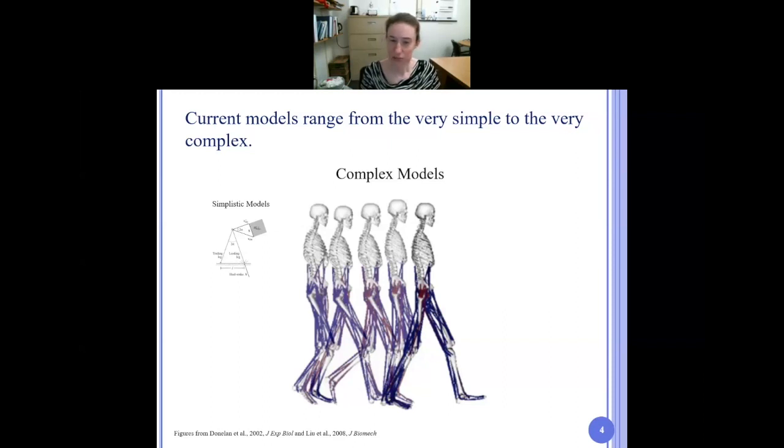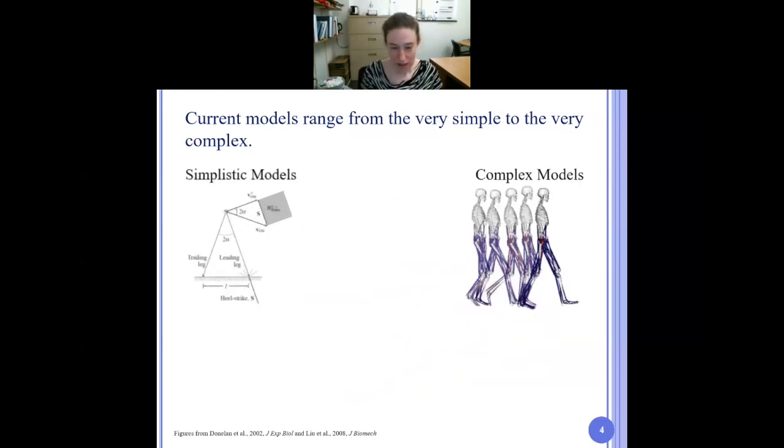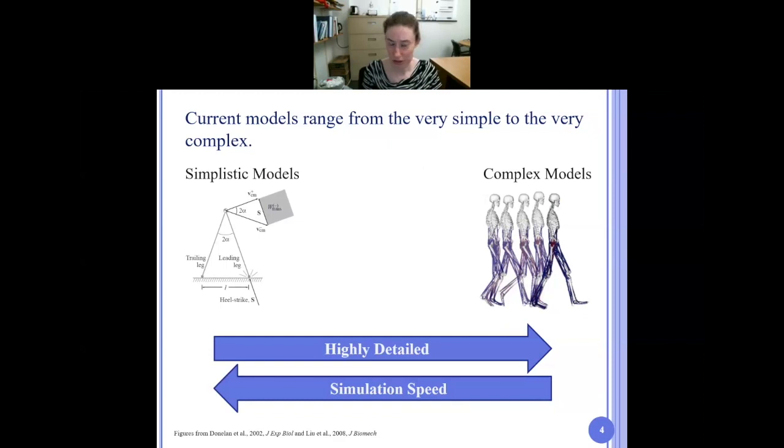These models are particularly well suited for looking at how different muscles impact gait. However, for a lot of research questions, what you want is something in the middle. You want something a little bit more complicated than the simplistic models, so you can get some details like knee and ankle movements, but you don't want something so complex like the three-dimensional musculoskeletal models because it's just too computationally expensive to deal with. And that's where my work fits in.